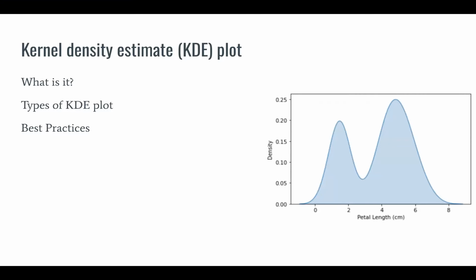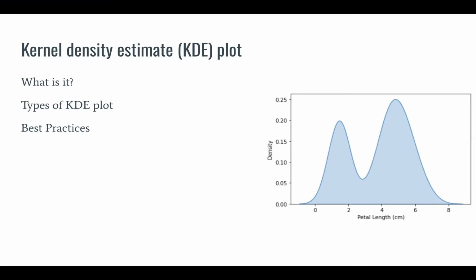Now let's look at KDE plot. KDE plot is kernel density estimate plot. It is a type of graph that uses a kernel density estimate to show the probability density function of a continuous random variable. So KDE plots are used to represent the distribution of a variable. In that sense, it's similar to a histogram, but the difference is, unlike histogram, KDE plots provide a smooth curve that approximates the shape of the distribution.